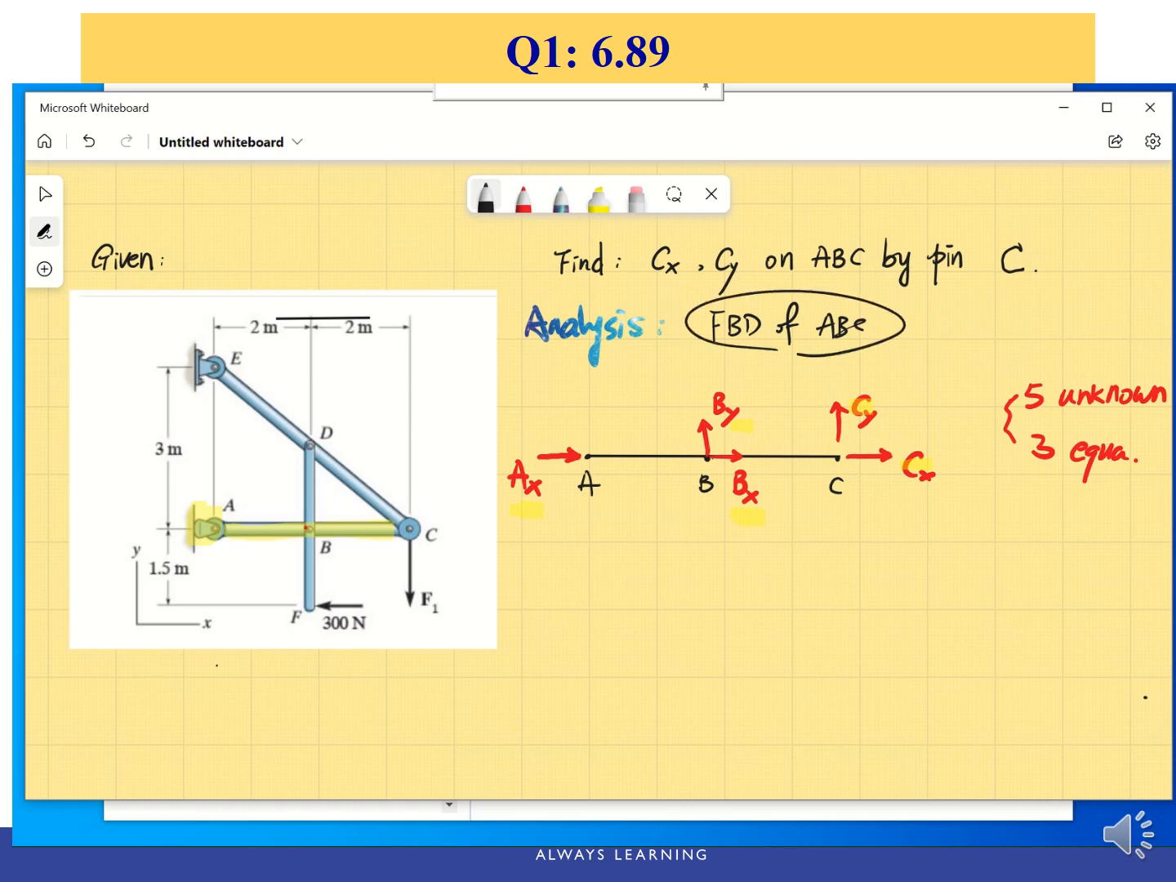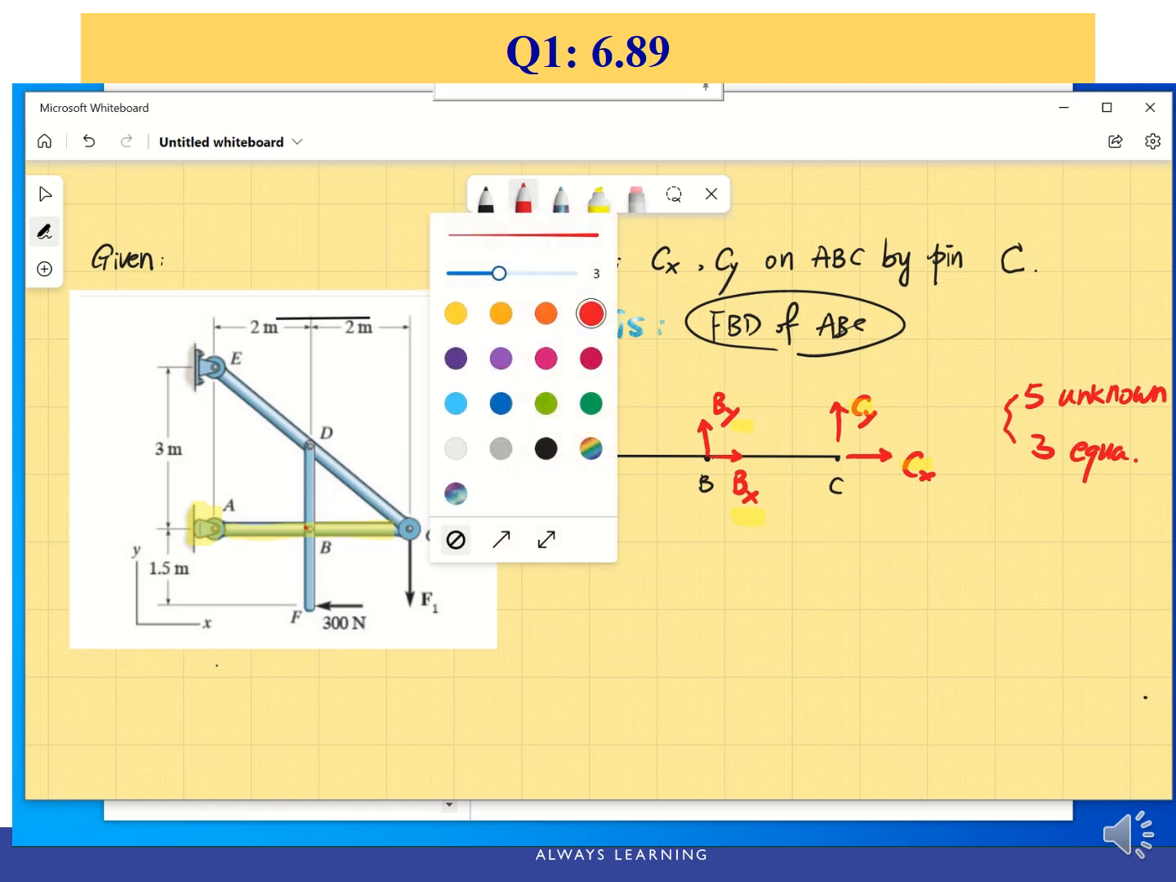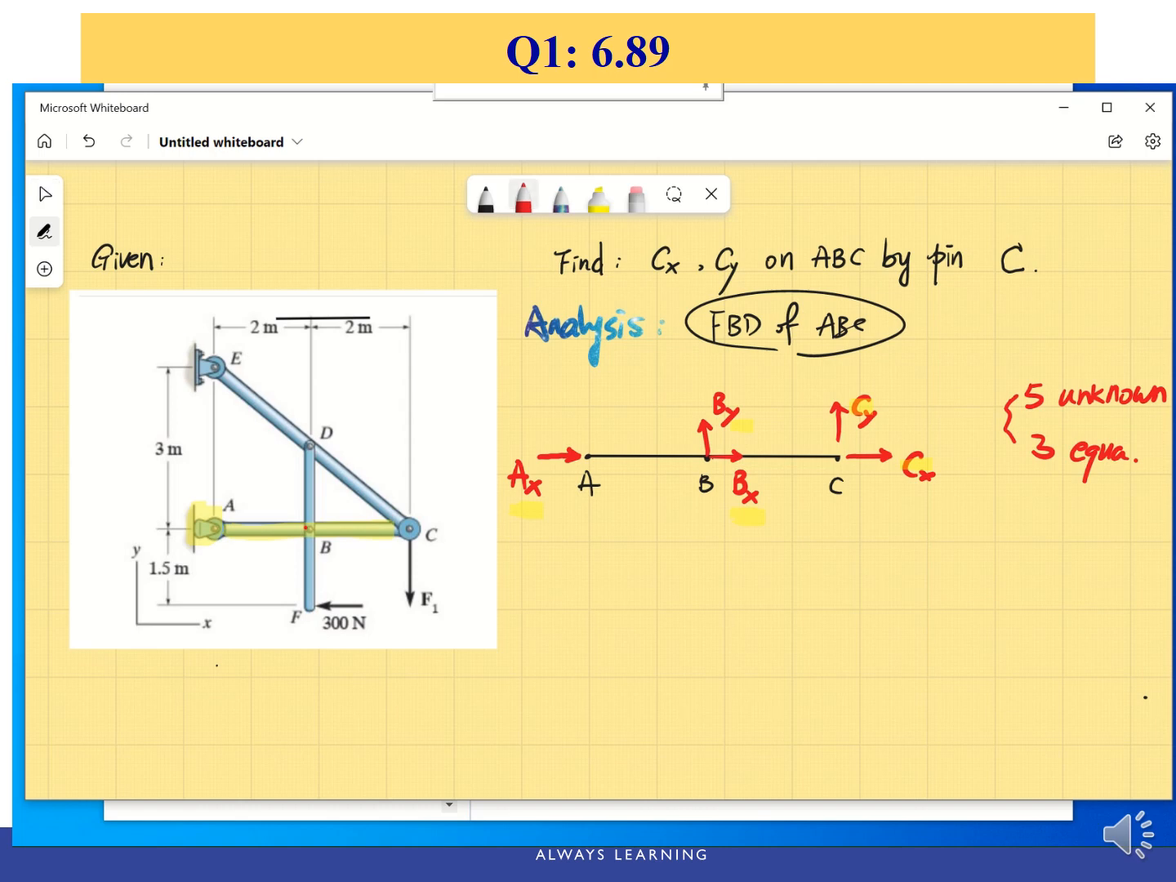And next, if you take a look at the entire frame, again, when we check the entire frame, the pins are left on them. So the forces at B, at D, at C will be internal forces. We only look at the outlines of this entire frame.